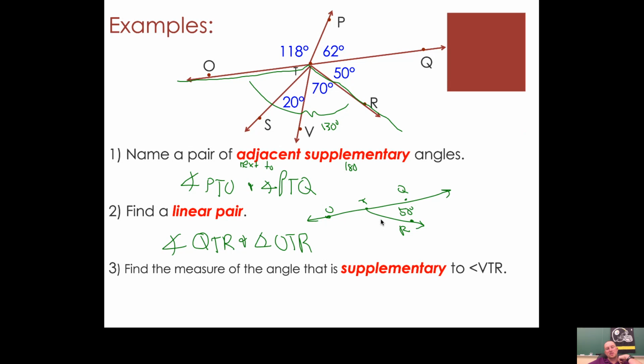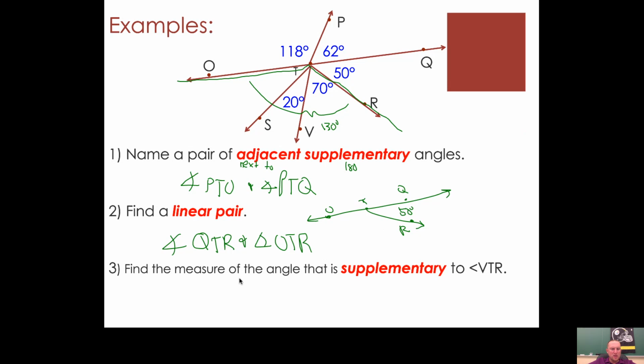You're going to see a couple examples on your homework that are going to be tricky, just like this. If you want to make it easy for yourself, and they ask you for a linear pair or adjacent supplementary angles, draw a line and then put one more ray on it, and then you have a linear pair.